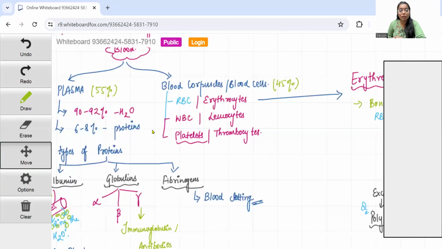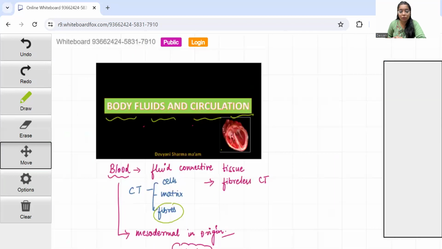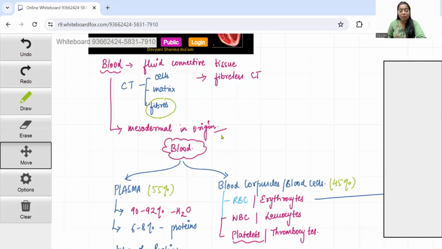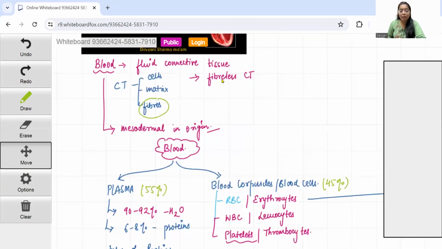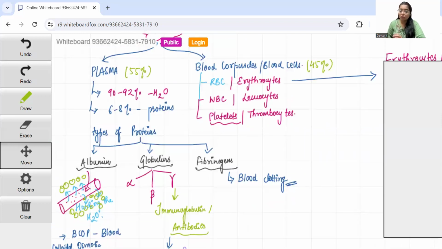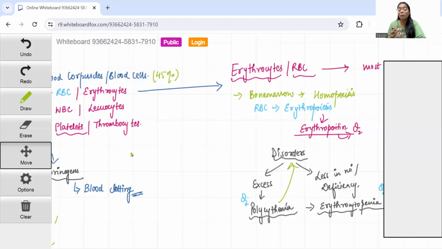And then we are going to cover the details about WBCs and platelets. So what all we have done, just have a look. We just initiated the topic. What is body fluid in circulation? Where we talked about the blood and some important points about blood. Then we talked about the components of blood, that is plasma and the blood corpuscles. We talked about plasma in detail, and then we moved on to the blood corpuscles where we talked about RBCs. And the next part, that is WBCs and platelets, we are going to cover in the upcoming session.